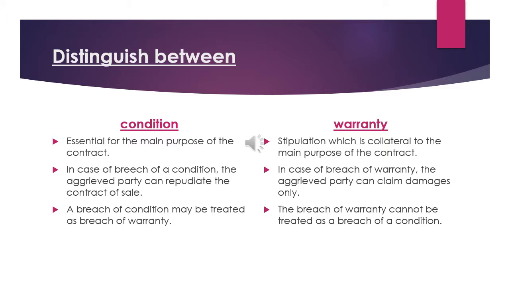Distinguish between condition and warranty. A condition is essential to the main purpose of the contract, while a warranty is a stipulation which is collateral to the main purpose of the contract. In case of breach of a condition, the aggrieved party can repudiate the contract of sale. In case of breach of warranty, the aggrieved party can claim damages only. A breach of condition may be treated as breach of warranty. The breach of warranty cannot be treated as a breach of a condition.